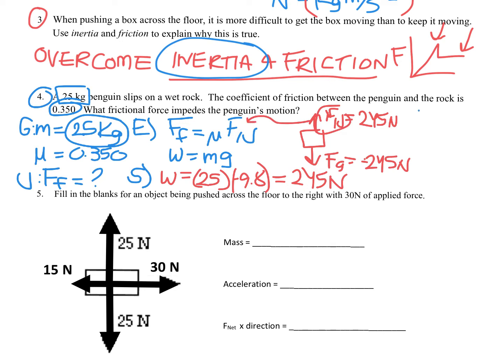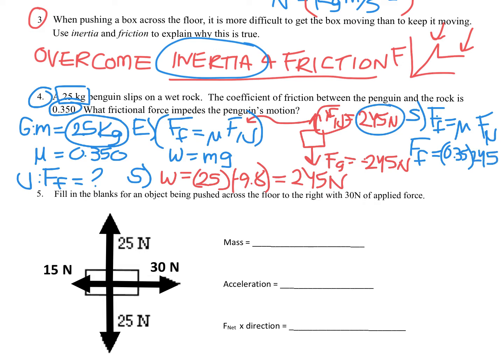Now that we have that number, we can finally plug into our original equation, force of friction. So my force of friction is going to be equal to mu times the normal force. Remember, mu is the coefficient of friction. So force of friction, I'm going to solve for. Mu is 0.35, and normal force, we figured out, was 245. Multiply those together, 0.35 times 245, and we end up getting about 85.75, and since this is a force, it's going to be in newtons for our answer.